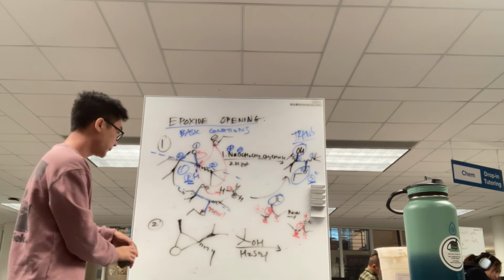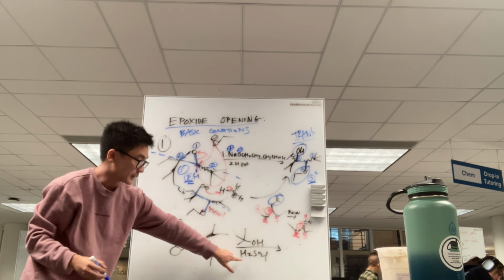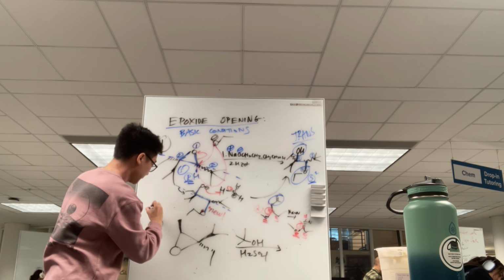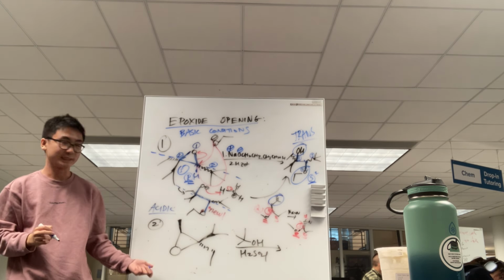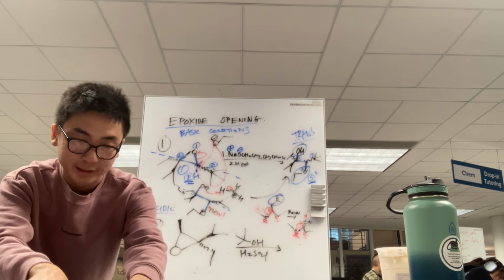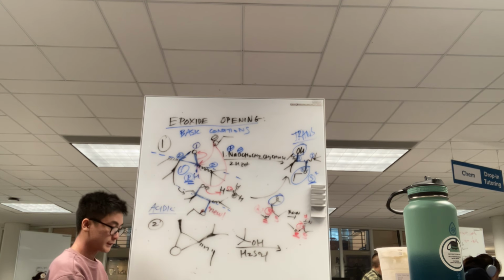Okay. Now for this one over here, we're in acidic conditions because we see strong acid, H2SO4, here. And what was the very first step of the mechanism for acidic conditions here? Oxonium ion, protonated epoxide to get the oxonium ion.